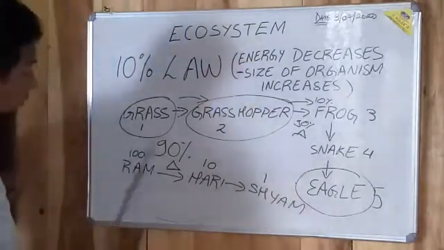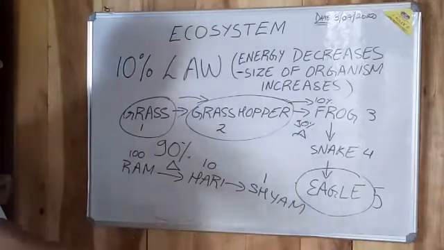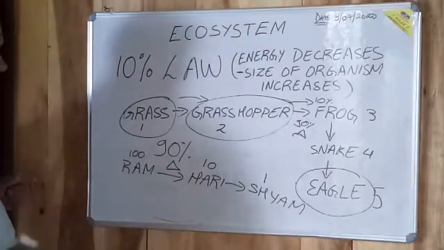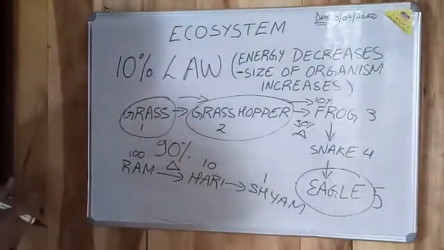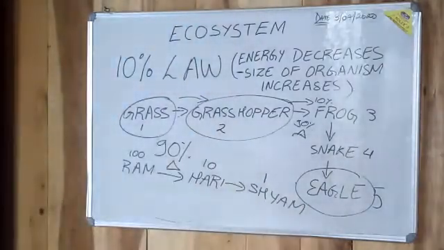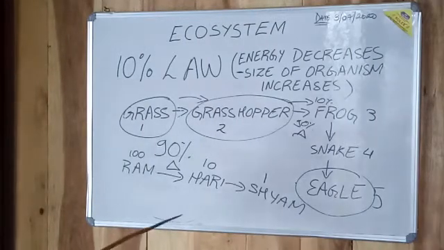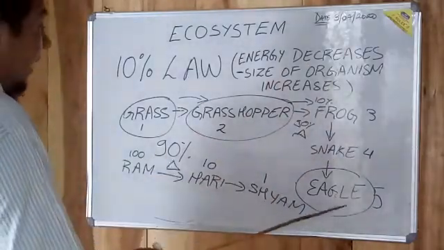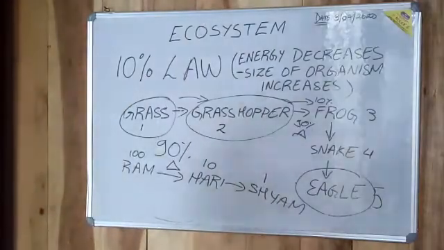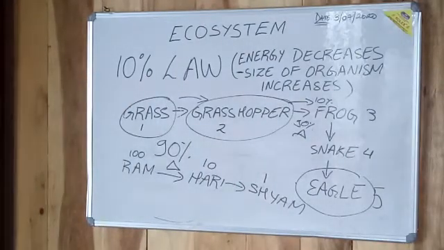Therefore, as you move on, you can see the amount of sweets decreasing, isn't it? Similarly, the same thing happens here also: the amount of energy goes on decreasing, and the size of the organism goes on increasing. If you see, the size of a snake, the snake is always larger than that of a frog, and the eagle is larger than that of the snake. So this is your 10% law.